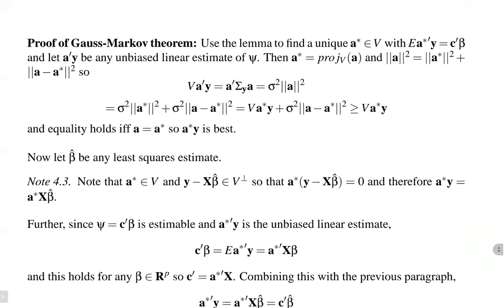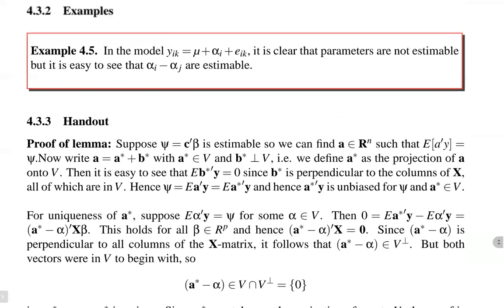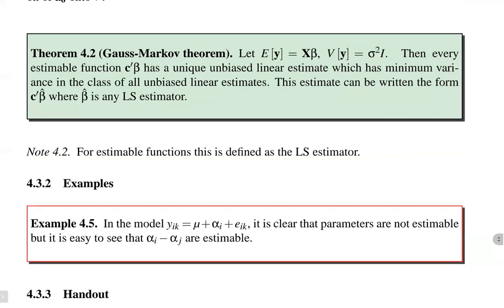Now, the Gauss Markov theorem itself is a little bit more elaborate. Any estimable function has a unique unbiased linear estimate, which has minimum variance in the class of all unbiased estimates, and this is unique. And it can be written as the corresponding linear combination of beta hat, where beta hat is any least squares estimator. And you'll notice what this says is that whatever least squares estimator you take, you get the same value of C prime beta hat.